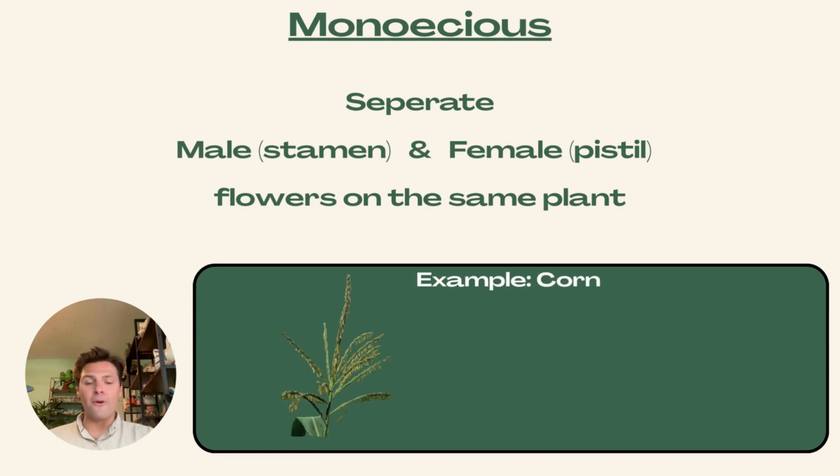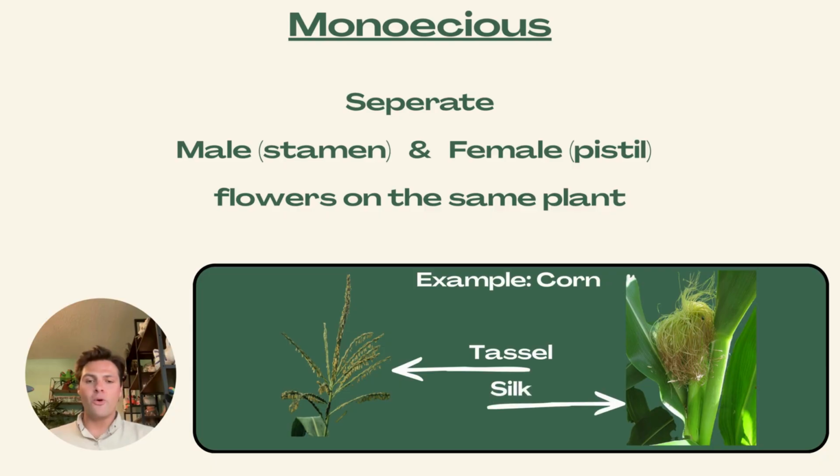Corn has a male flower, also known as a tassel, which grows at the apex of the stalk. And then they have the female flowers, known as a silk, which grows at the side or lateral buds of the same stalk.